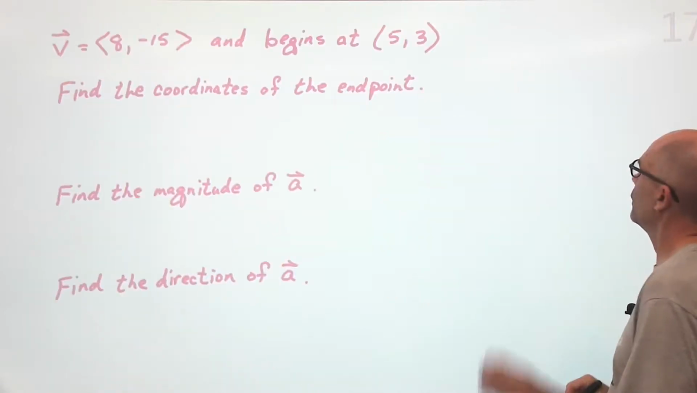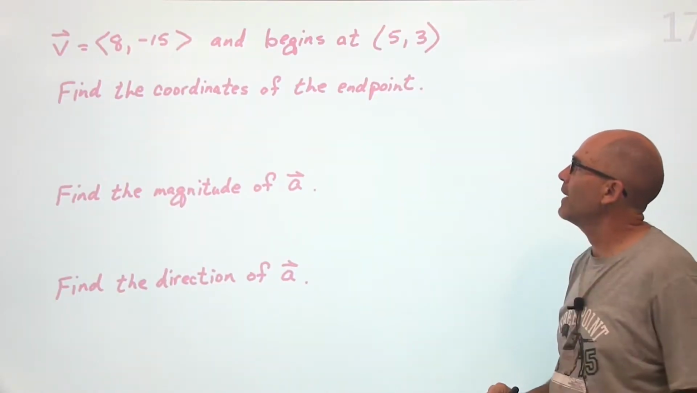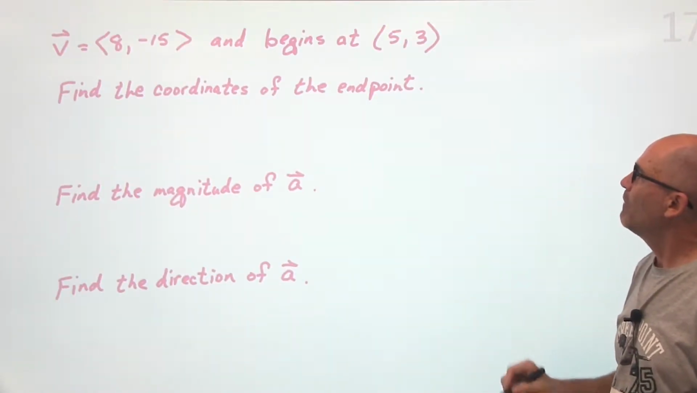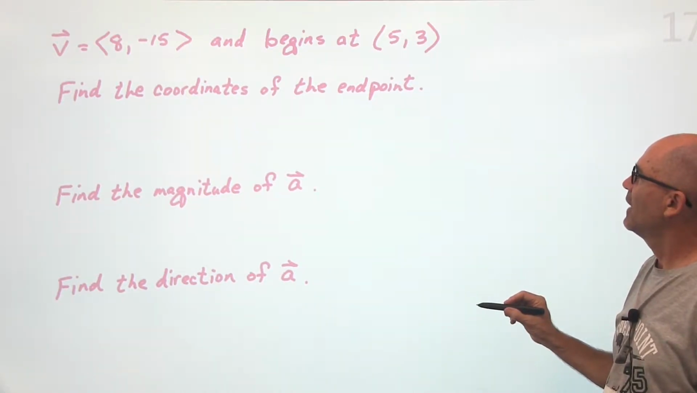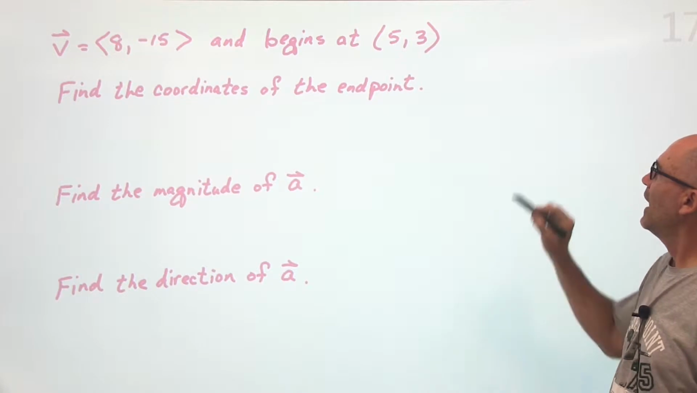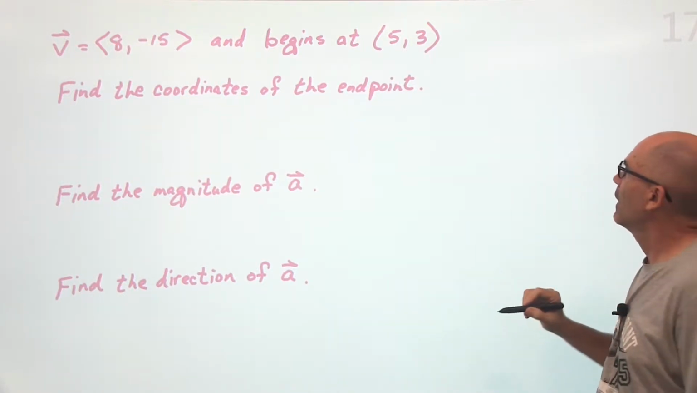So that means when you're using your calculator, remember that. Okay, now, vector V is <8, -15>, and it begins at (5, 3).